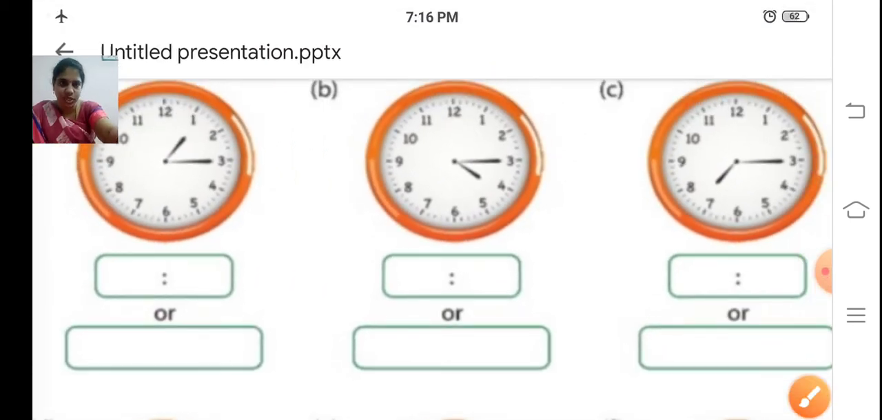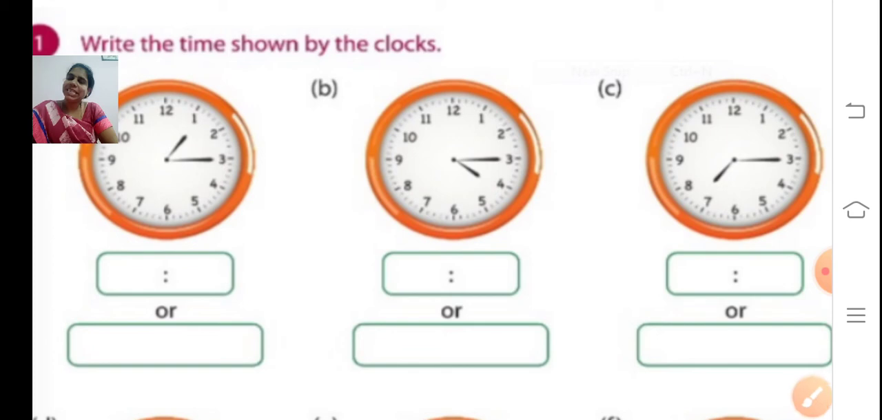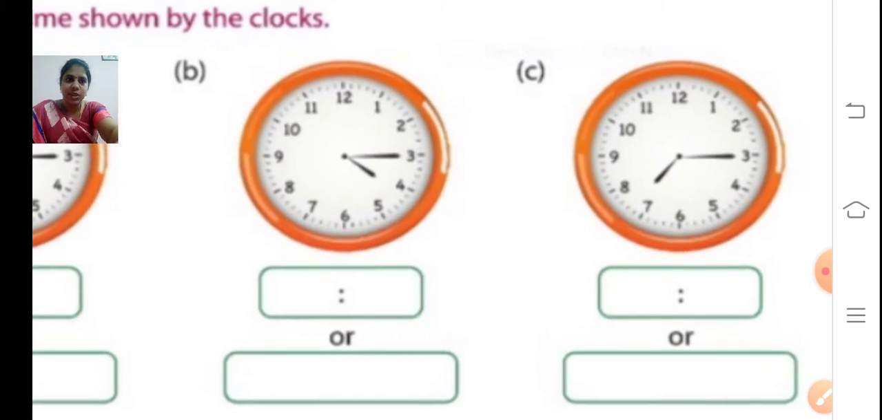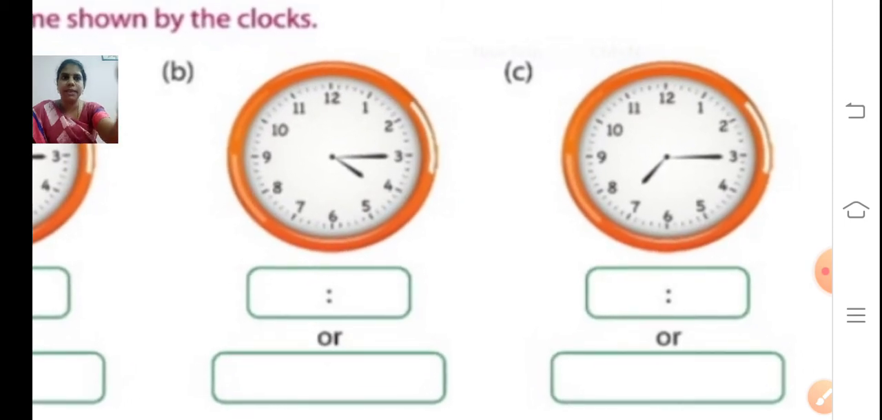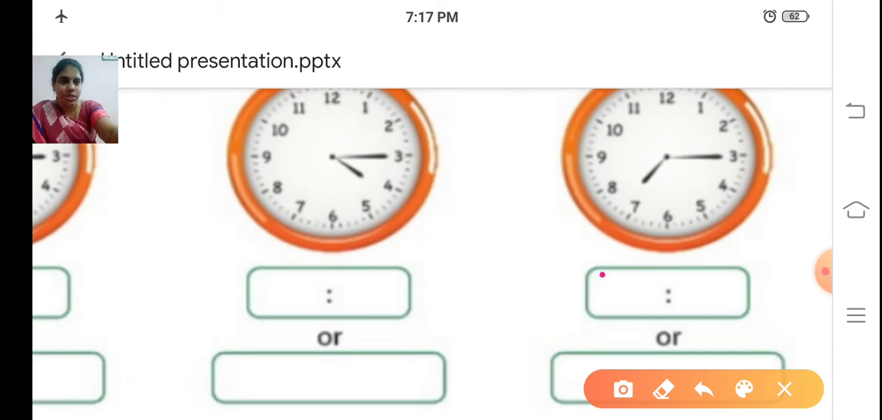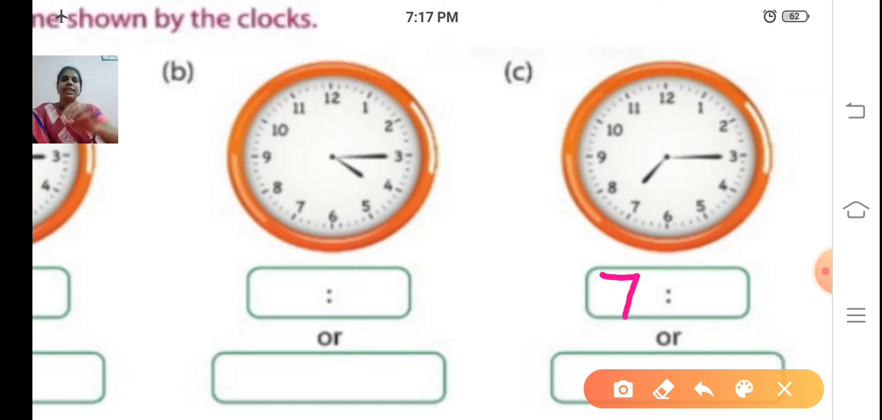Now this you will do. Easy one. Just see. B sum will you do? Yes, I'll do the C sum now. Just see the time and tell me how to write the time. Hours and minutes, right? Now where is the hour hand? Where is the smaller one? Yes, it is at 7, right? So shall we write 7?